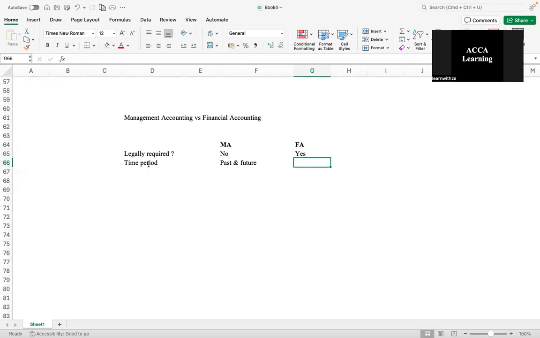Whereas financial accounting only looks into the past, only looks at the past figures. If you've heard of opening balances and closing balances, it only picks up balances from the past and makes amendments to the same figure. Then that gets carried on to the next year and becomes the opening for the next year with the necessary changes. So that's about time period.